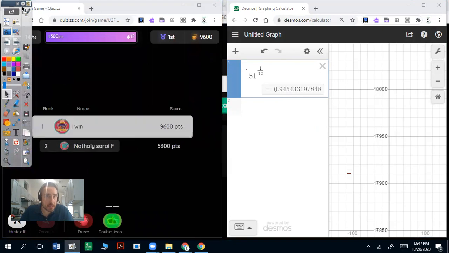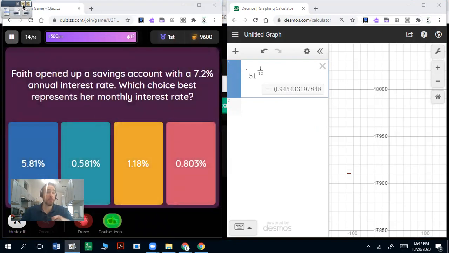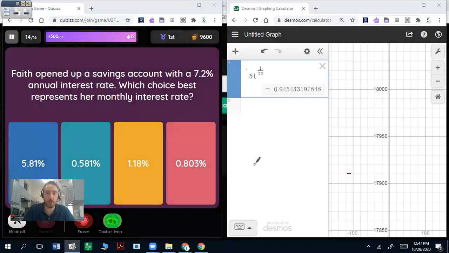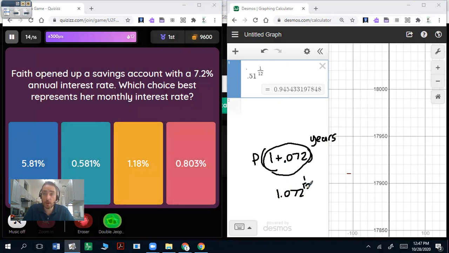All right, number 13. We have 4 more, number 14, we have 3 more to go. Faith opened up a savings account with a 7.2% annual interest rate. Which choice best represents her monthly interest rate? So again, this is kind of similar to the last one, except we don't have a starting amount. So we have some starting value, which we don't know, we don't care about. But we have 1 plus your rate to the years. So the monthly rate is going to be 1.072 to the 1/12th power, and that'll convert that, so it'll be P times whatever that number is to the month's power.